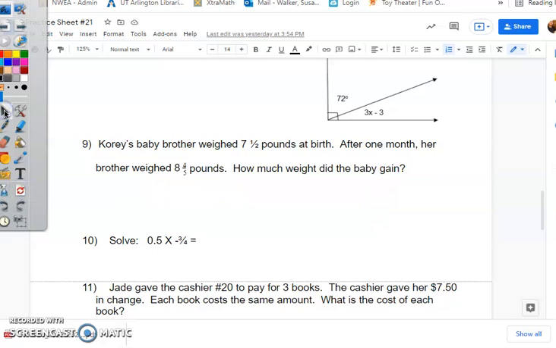Okay, last problem. This one did not make it onto the practice sheet, so just ignore it.